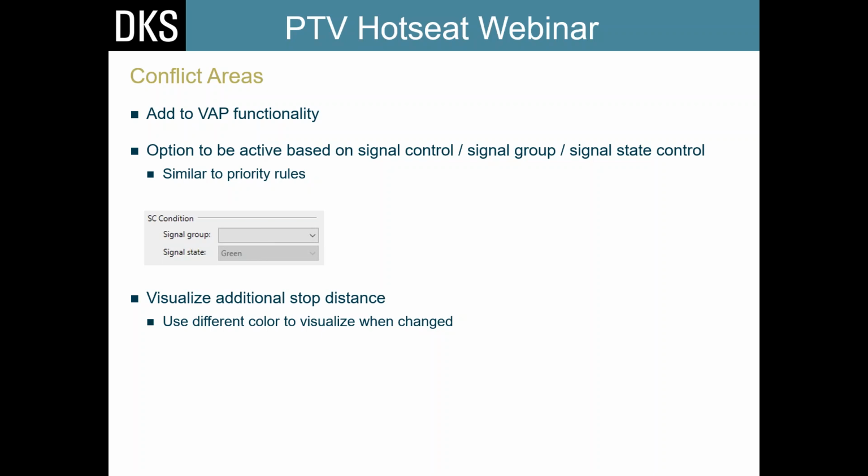And then to assist with model QC, being able to visualize where any additional stop distance is applied to the conflict areas. So maybe that's visualized with a different color instead of just increasing the red, so you can see where it's been changed from the default, and then see exactly how far back that goes.